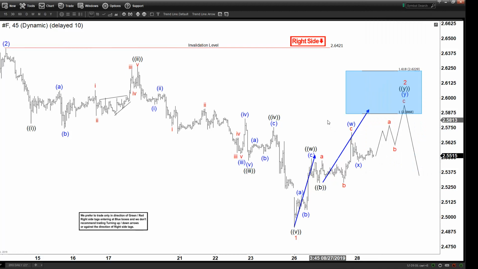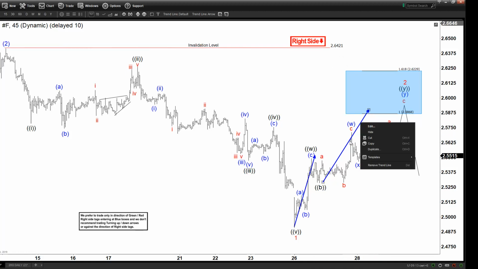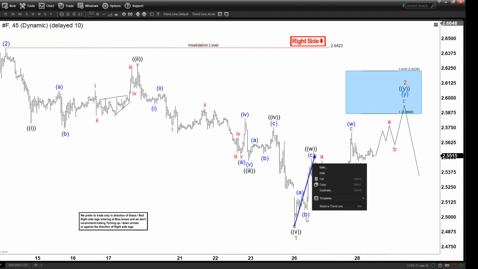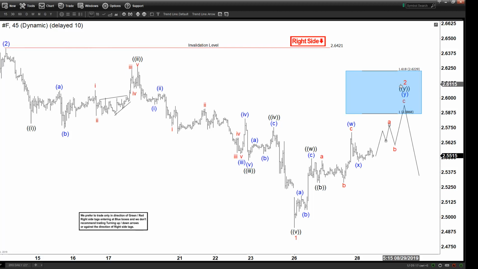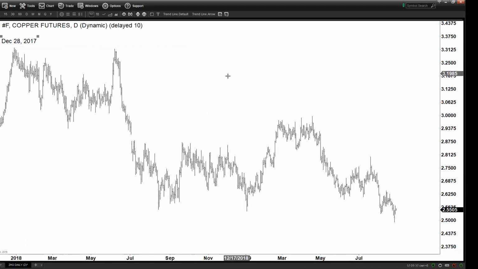All right, now this view is going to be valid as far as we stay below 2.6420. Right now, the alternate suggests that we don't need to go this route. We don't need to rally further. I mean, wave 2 could have finished here, and then we could start the sell-off already. But the bottom line is the right side is lower, and we do like more downside as far as copper stays below 2.6421.